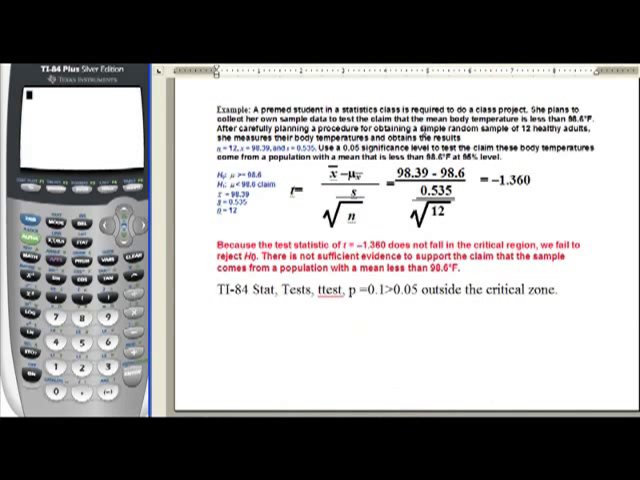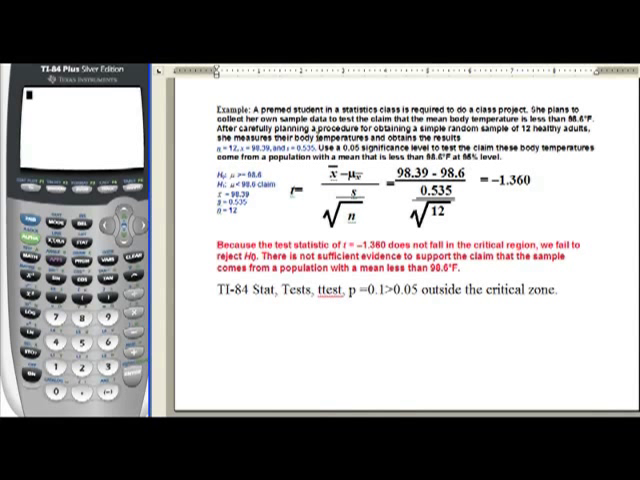A pre-med student in a statistics class is required to do a class project. She plans to collect her own sample data to test the claim that the mean body temperature is less than 98.6. At this point, I put that in the H1 with the claim notation right here. The opposite is going to be mu greater than or equal to 98.6.